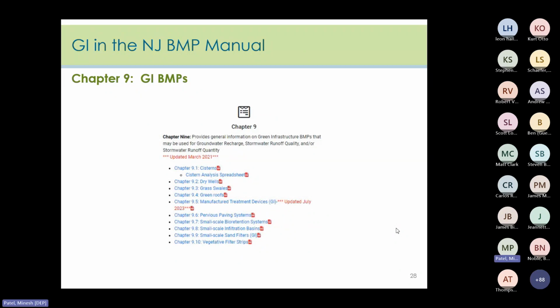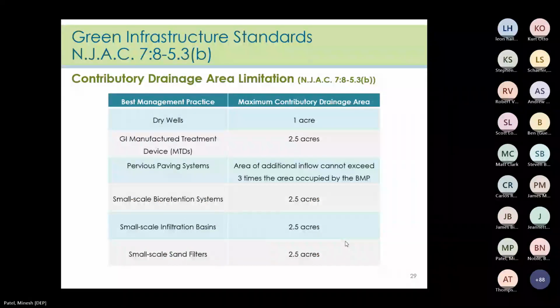And another note here, not all MTDs are considered GI, but the ones that are considered are included here in Chapter 9. These MTDs have a vegetative or soil component that meet the GI definition. And lastly, these small-scale systems listed here have a limited drainage area that they can treat compared to other BMPs.